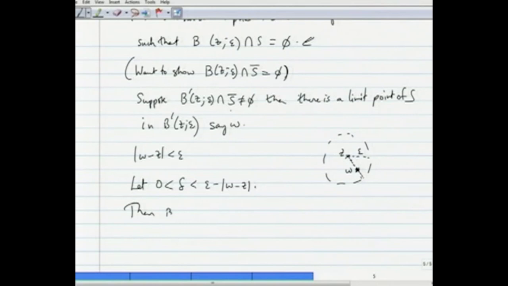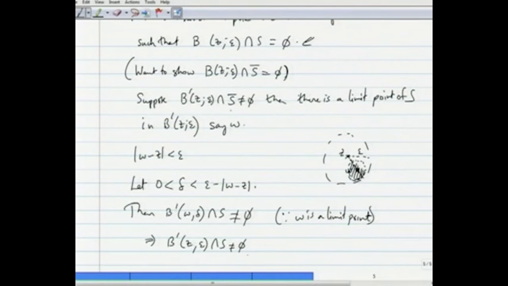Then B'(W, delta). Essentially, delta is this remaining distance. So, that is your B'(W, delta), the ball without W. This intersection S has to be non-empty because W is a limit point of S by assumption. Limit point means that every deleted neighborhood of that point contains one other point from the set. So, this implies that this neighborhood contains a point from S, which means B'(Z, epsilon) intersection S also contains that point, which is a contradiction to our assumption that that is empty.